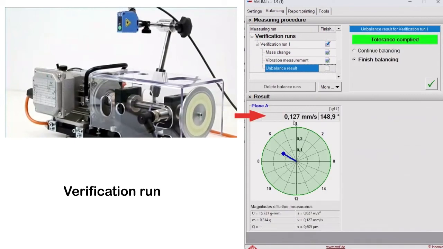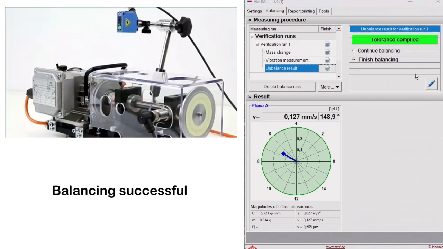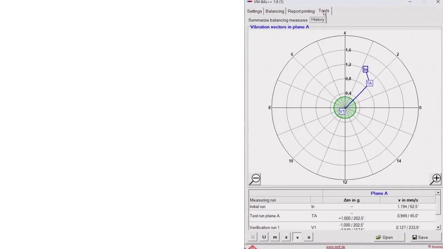The measured vibration velocity is smaller than our target value of 0.3 millimeters per second. The balancing process has been completed successfully. In many cases, however, it will be necessary to run through several mass changes and control runs before the desired result is achieved. The balancing process can be tracked in the Tools tab.